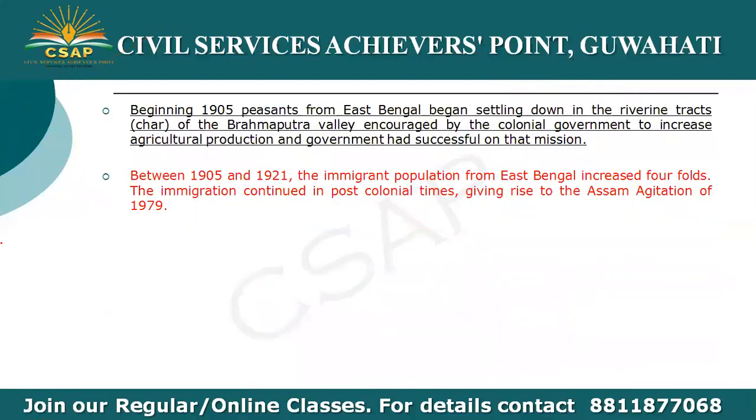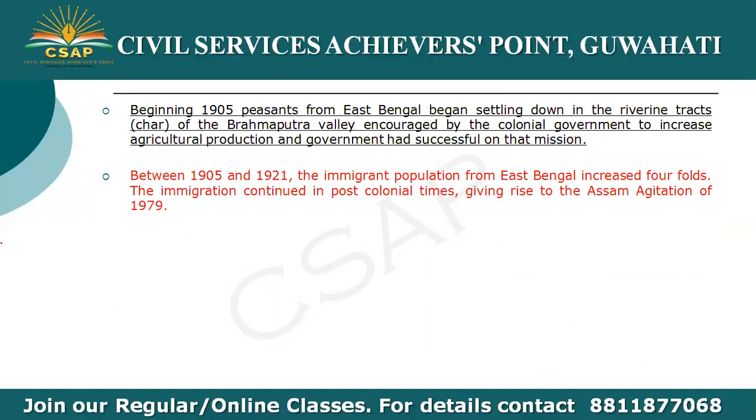So, beginning 1905, peasants from East Bengal began settling down in the riverine tracts or the char areas of the Brahmaputra Valley, encouraged by the colonial government to increase agricultural production, and the government was successful in that mission.